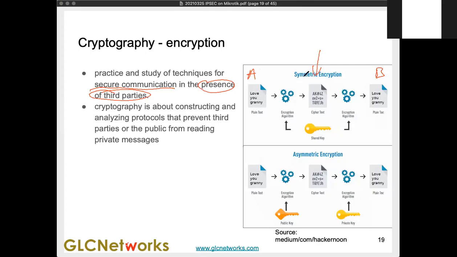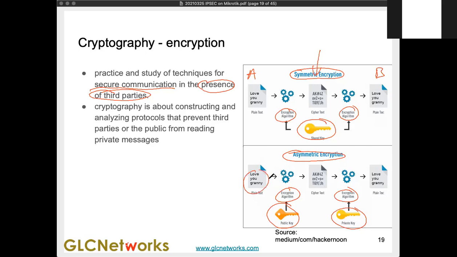We are doing encryption, and there are two types. We have symmetric encryption with a shared key, the same key for encryption and decryption. And then we have asymmetric encryption, where the key for encryption is not the same as for decryption. You send this data over the network, and when B receives the data, B will use the private key.